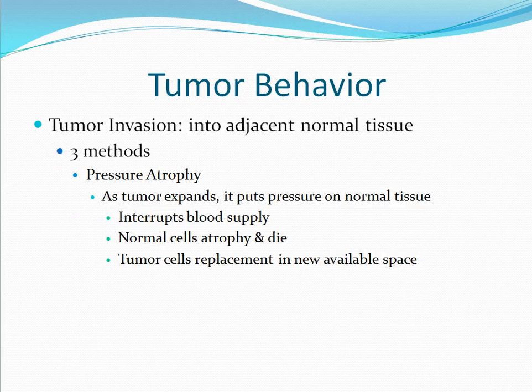The first of these methods is pressure atrophy. As a tumor expands, it puts pressure on the normal tissue. This interrupts the blood supply to the normal tissues. Now the normal cells are not receiving the nutrients they need, and waste products are beginning to add up. The normal cells begin to atrophy and die. Once this happens, you get tumor cell replacement in this new available space.